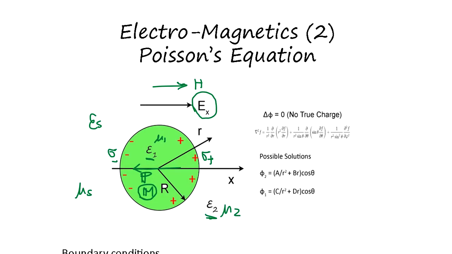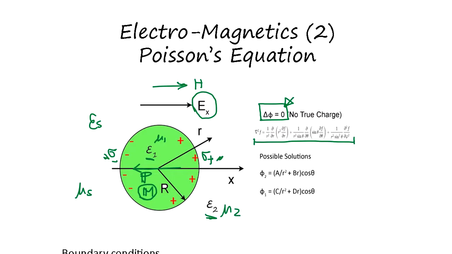Okay, so in Poisson's equation here there's no true charge around. These are not true charge. That means it's a pair and the total amount is 0. So Poisson's equation becomes very simple, and this is in polar coordinates, differentiation. So how do we solve this? Solving this second derivative equation is not that easy.